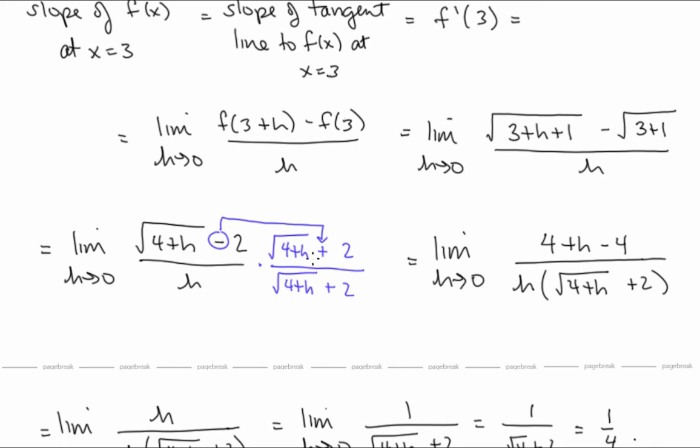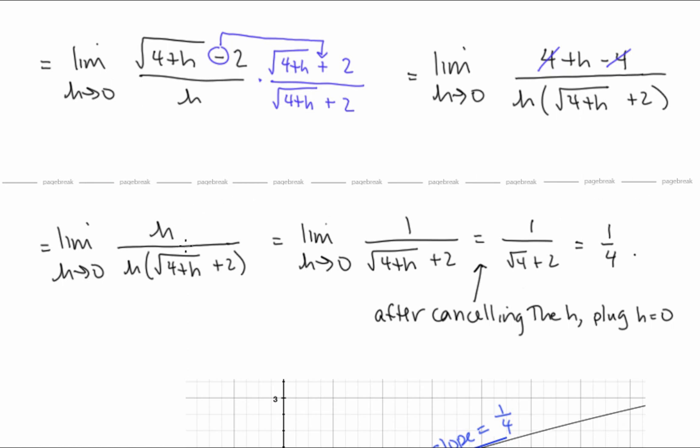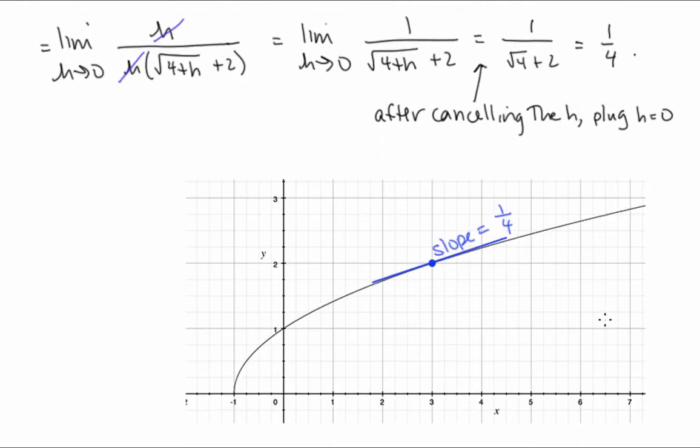And when we distribute here, we multiply through the numerators, we're going to get a 4 plus h from the first terms. The inside and outside terms cancel, and we get a negative 4. So we're here. And we notice we have a positive 4 and a negative 4, so that cancels additively. And then we're left with h over h times radical 4 plus h plus 2. And so these h's cancel. And now we can plug in h equals 0. And so we get 1 over radical 4 plus 2, and that's 1/4. And so this is the slope of this curve at x equals 3.